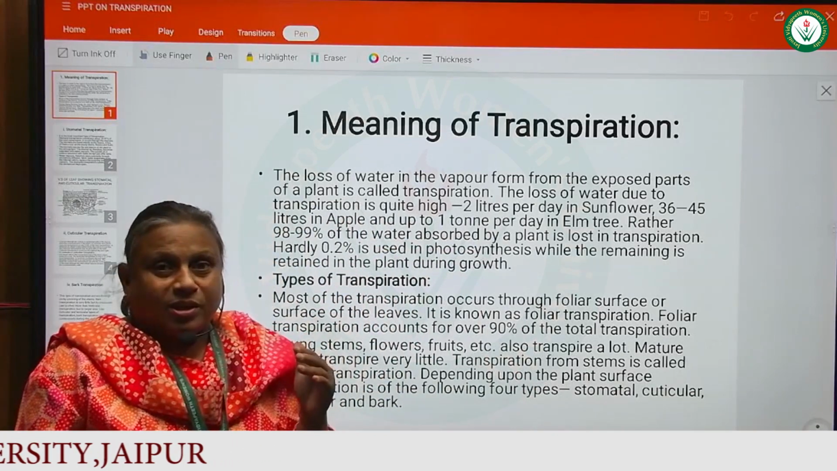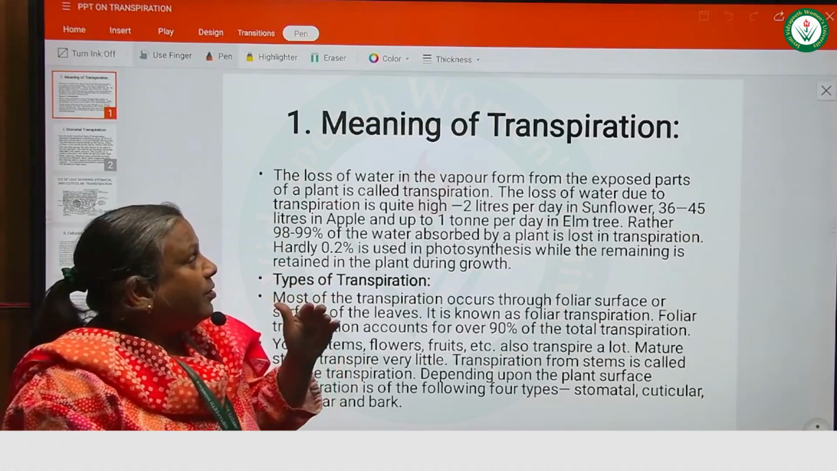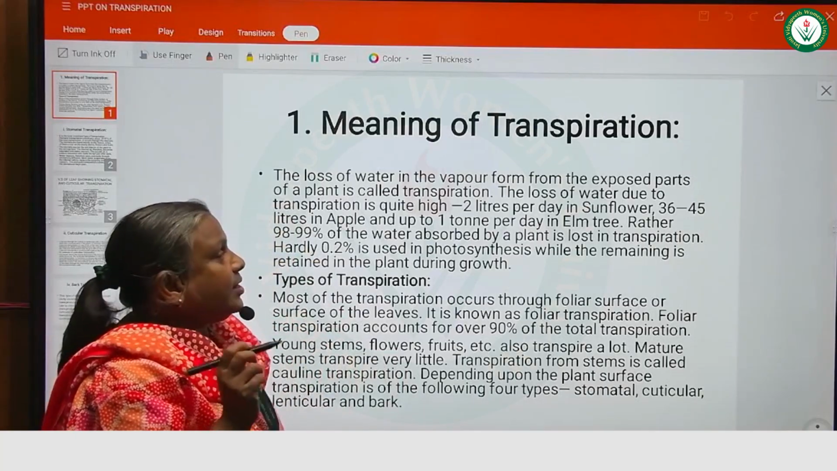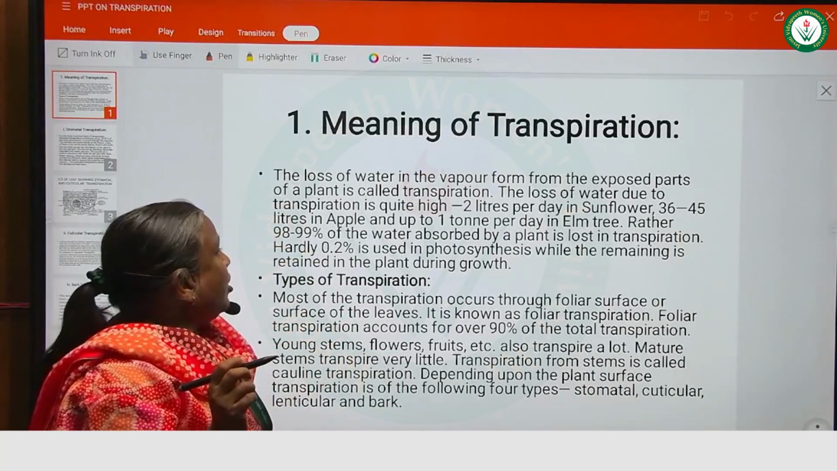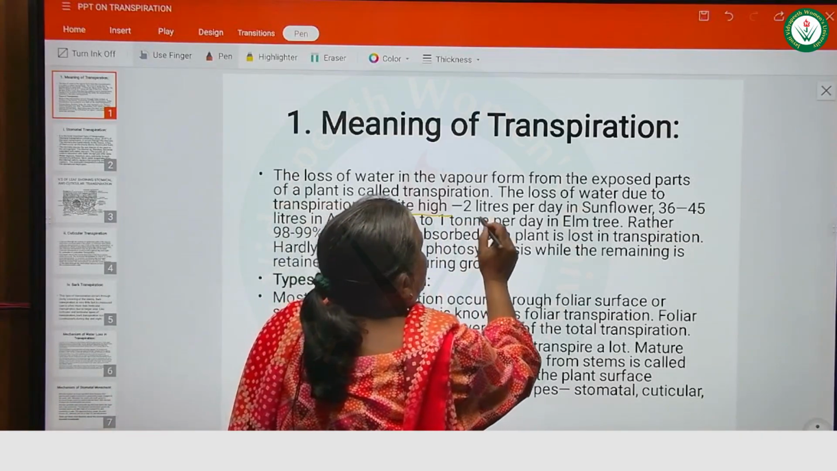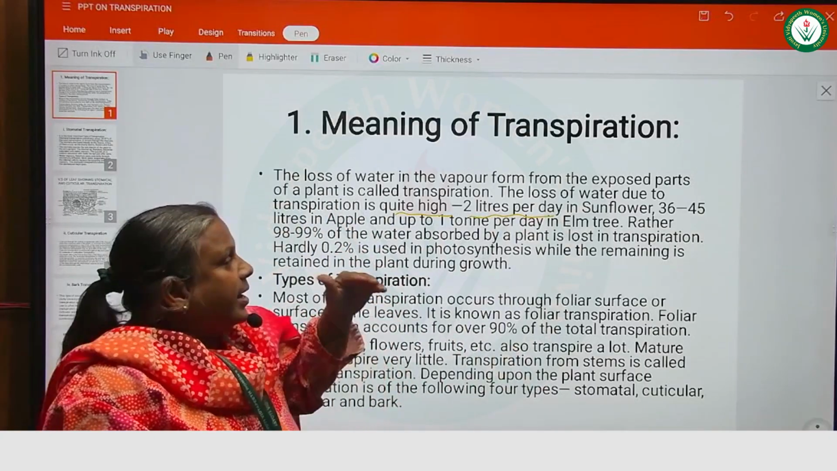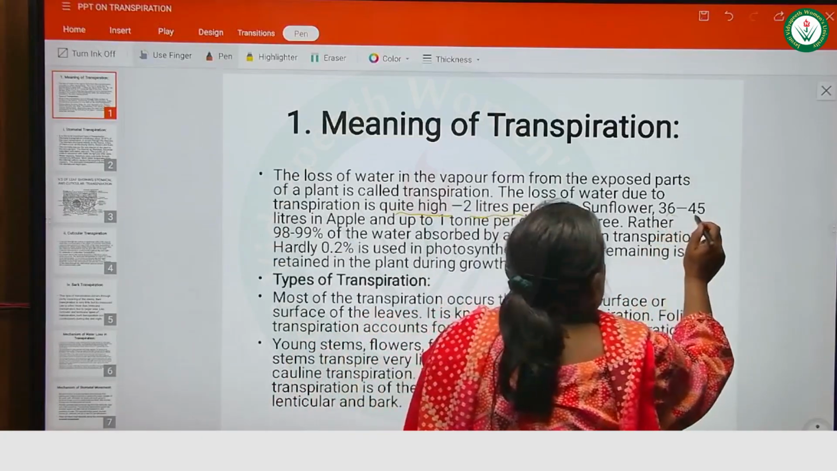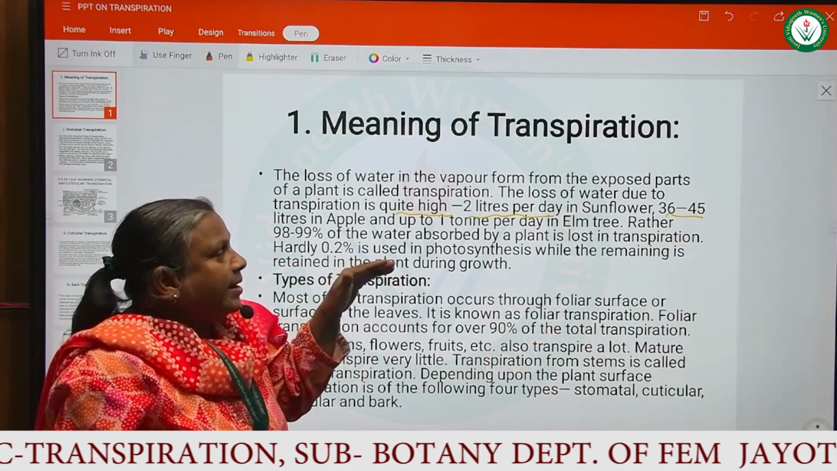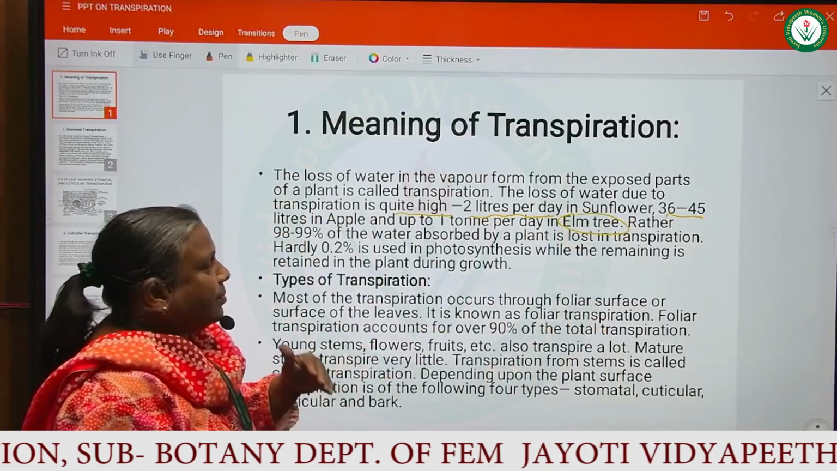So, what is transpiration? The loss of water in the vapor form from the exposed parts of a plant is called transpiration. The loss of water due to transpiration is quite high. It is 2 liters per day in sunflower, 36 to 45 liters in apple, and up to 1 ton per day in elm tree. So, this is the loss of water per day.